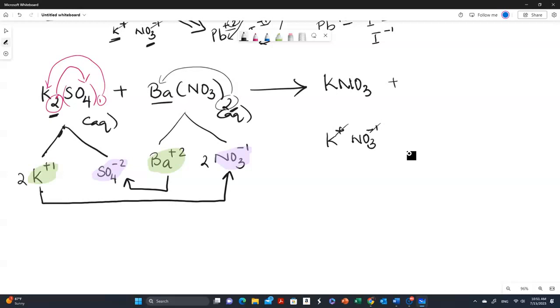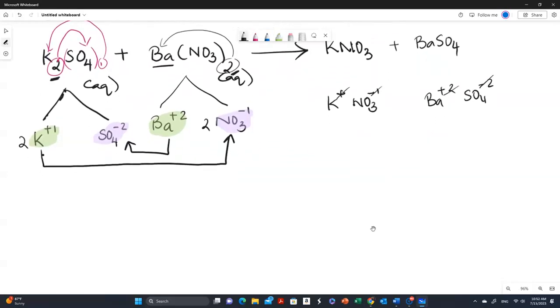The other one is going to be Ba+2 and SO4-2. These are also equal charges, so they will cancel out. So your other product is going to be BaSO4. Got it? And how do I write one more? Let's do one more problem.